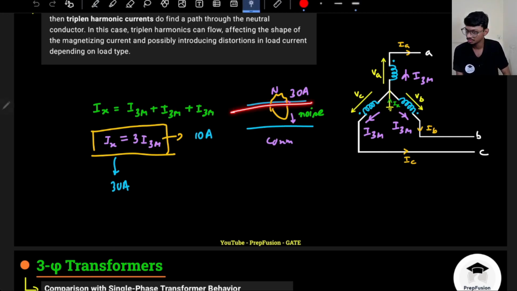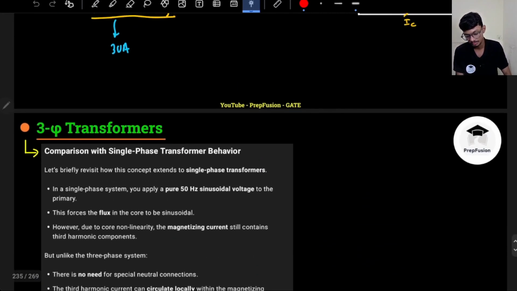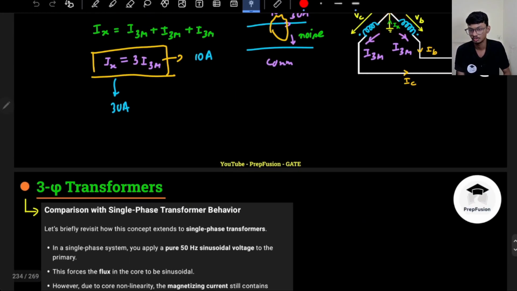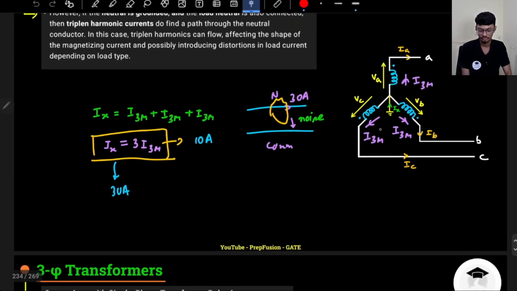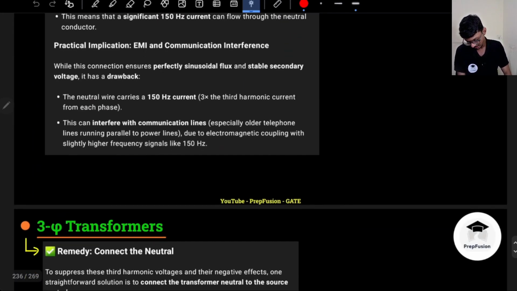If huge current is flowing through the neutral, that can interfere with the nearby communication lines. So this is also not a very good solution. We don't like this kind of solution. Okay, so that is a drawback here.